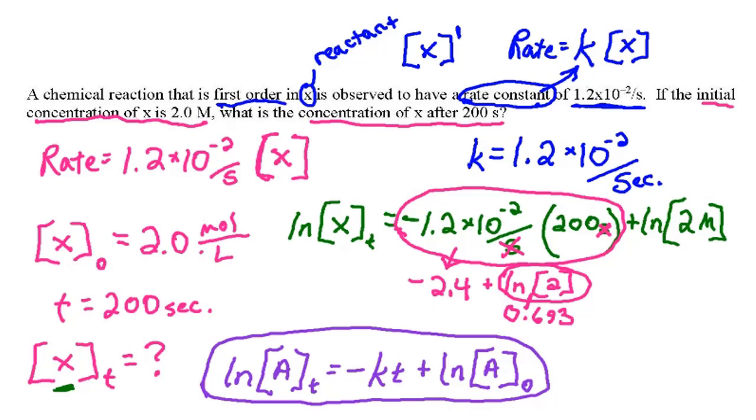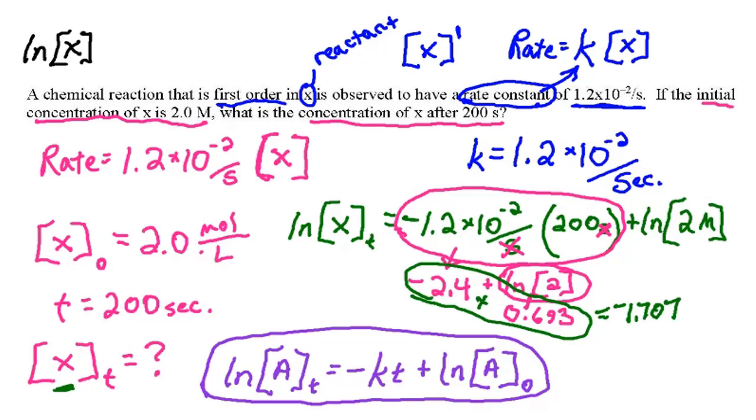Now we need to add these together. Let's add these together. So 0.693 plus a negative 2.4 equals a negative 1.707. So we have, and I'm going to write this at the top of the page, the natural log of X at the end of the time is equal to negative 1.707.